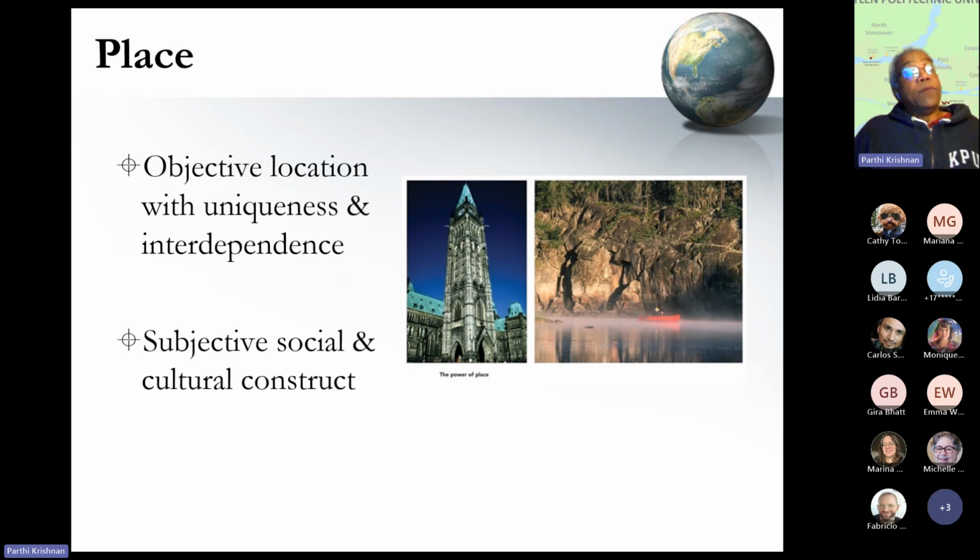The second part of a place is the subjective social and cultural construct. So locations only become a place when we give some kind of value and meaning to that location. So it is subjective. So some places will have very strong symbolic values because of the building, events, people, or histories with which they are associated.